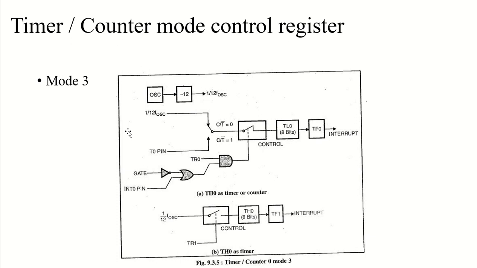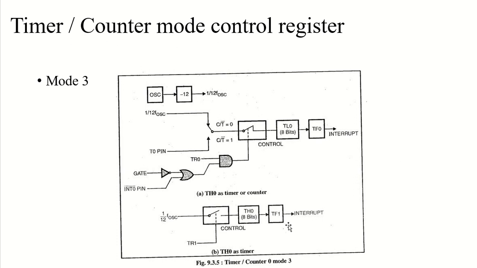You can use the timer in modes 0, 1 and 2, and in this case no interrupt will be generated, because timer 0 is using the TF1 flag. And when timer 0 is in mode 3, timer 1 can be used as a baud rate generator for the serial port. Sorry, we can use timer 1 as a baud rate generator for my serial port.